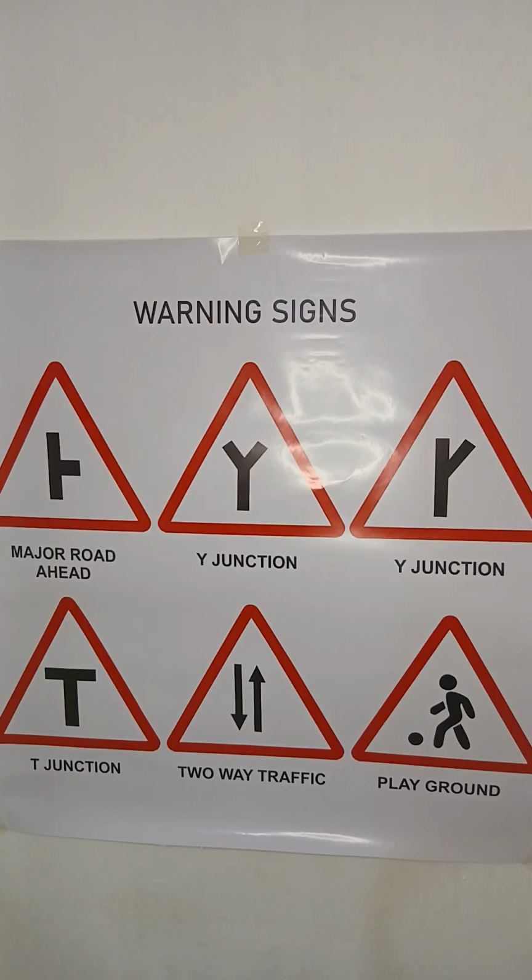The fifth one is a two-way traffic, which is telling you that expect that cars will be coming from the opposite direction, so shift to the right and leave the left lane for the cars coming from the opposite direction. And the sixth one is a playground, which means that people are around, so watch out, slow down, and expect people coming across the road.